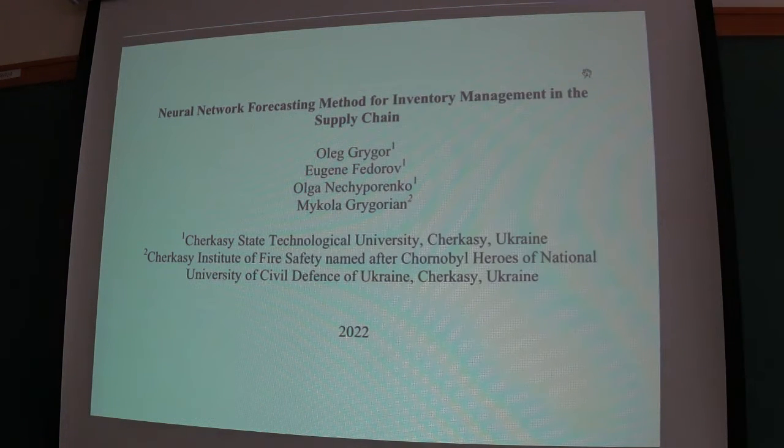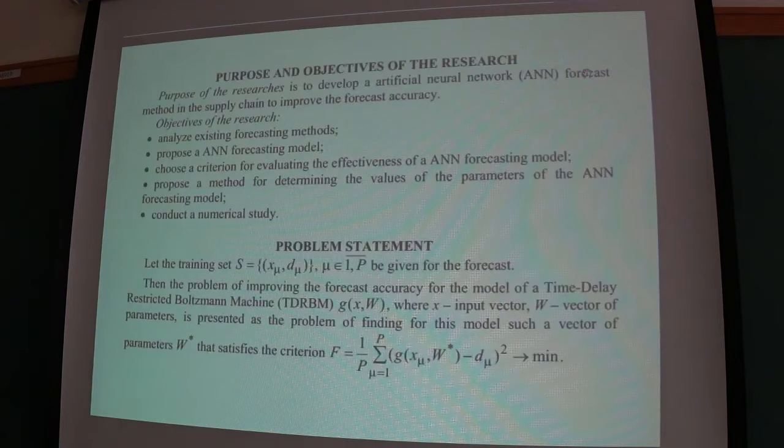A neural network for custom methods for inventory management in the supply chain. Purpose and objectives of the research. The purpose of the research is to develop an artificial neural network and forecasting methods in the supply chain to improve the forecast accuracy. Objectives of the research.